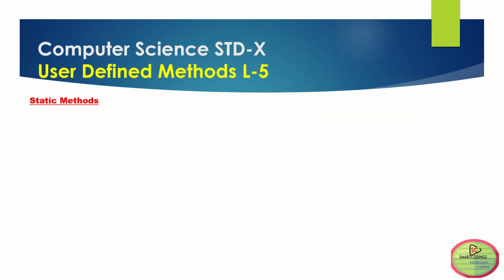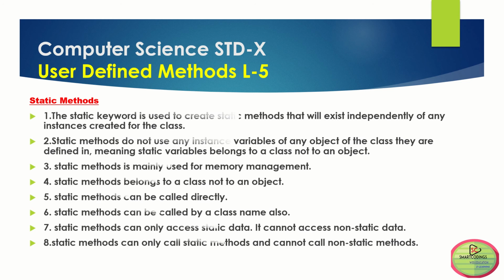As you can see on the screen, static method is the heading over here. There are a few points which you should know and understand. The static keyword is used to create a static method that will exist independently of any instances created for the class. This line means static methods which are declared belong to the class. Created for the class means they belong to the class, not to an object. First thing is this. We'll see this example with a program.